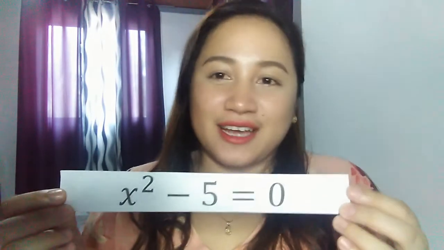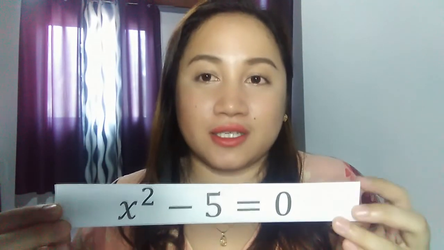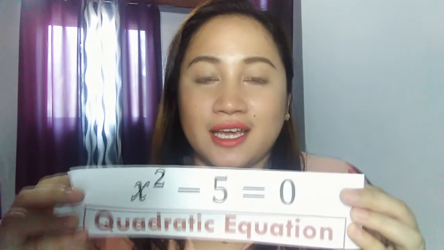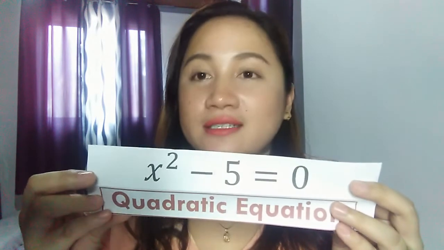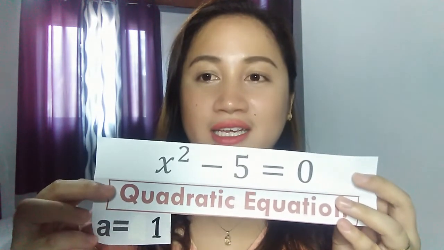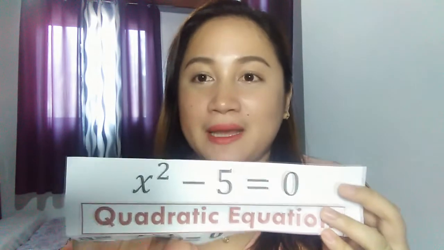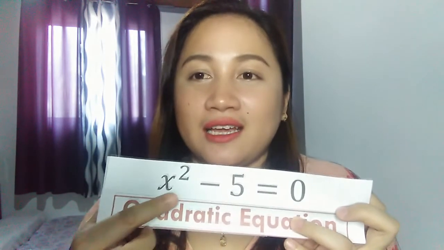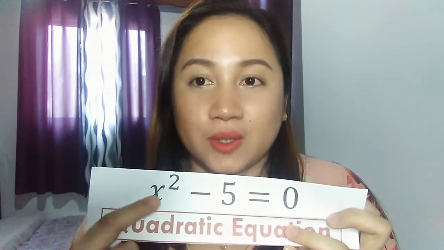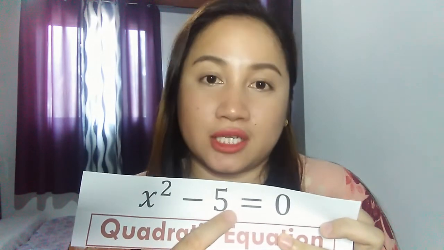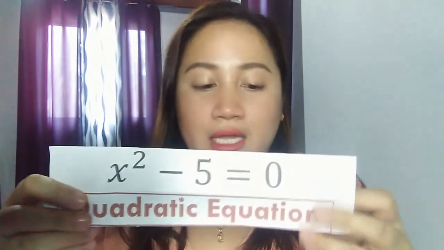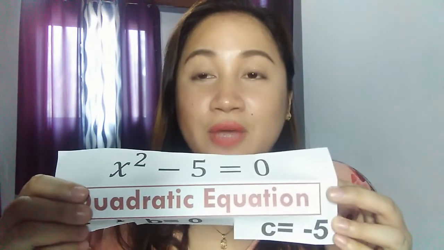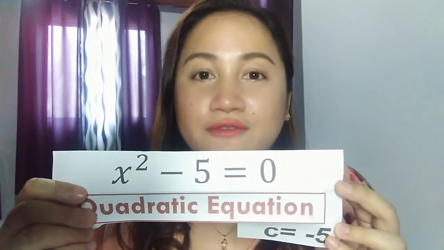Next is x squared minus 5 equals 0. So this is a quadratic equation, and the coefficients, A is 1, B is 0. Bakit? Kasi we can only find the quadratic term, and then this one is the constant term. So, wala tayong linear term. And then, we have C equal to negative 5.